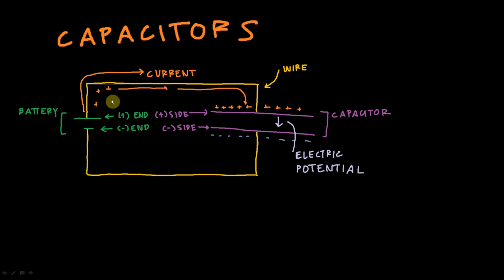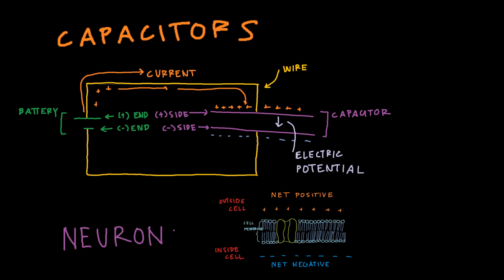So as the battery does its handy little job, positive charge accumulates on this side and negative charge accumulates on that side. And remember, it forms electric potential because electric potential is formed when we have a separation of charge. Well, now, Callie, you're probably asking me, this looks rather similar to what we just talked about regarding membranes, and you'd be absolutely right. So again, here's a simplified picture of what's going on across the membrane in a neuron. Outside the cell is net positive, inside the cell is net negative, and just like here at the capacitor, we have electric potential because of the separation of charge.